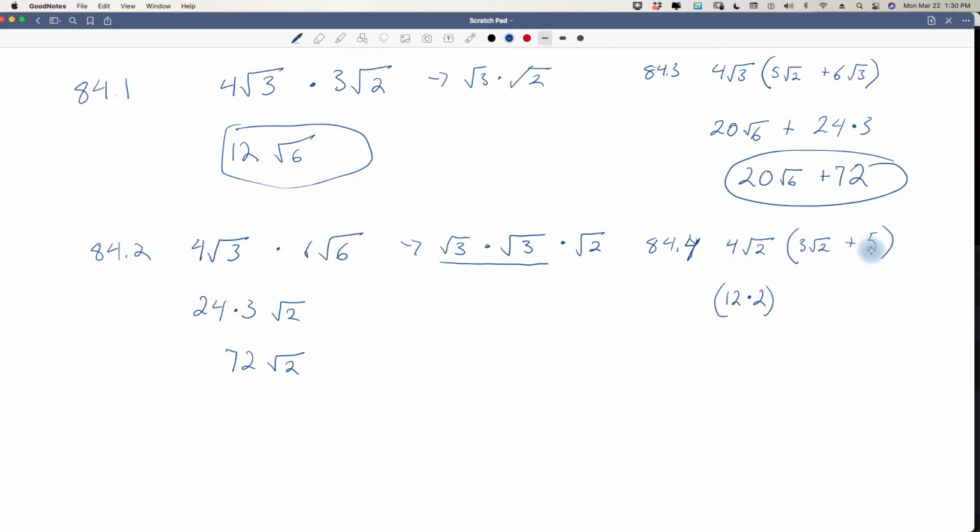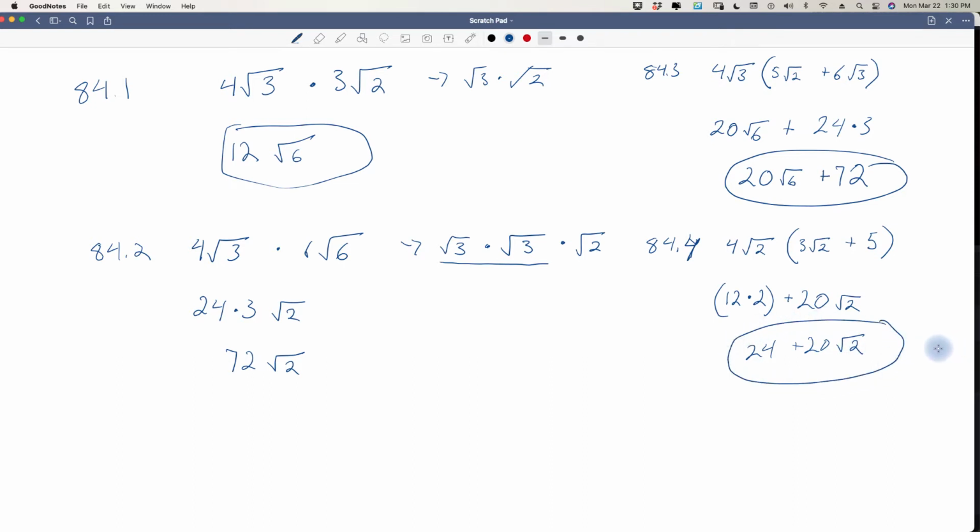4 times a positive 5 is going to give us a positive 20. And we have square root of 2 times, really, no variable. So we just bring this square root of 2, this radical sign, down here to the bottom, and we add it to this term. So now we multiply these. 24 plus 20 times the square root of 2 is our final answer.